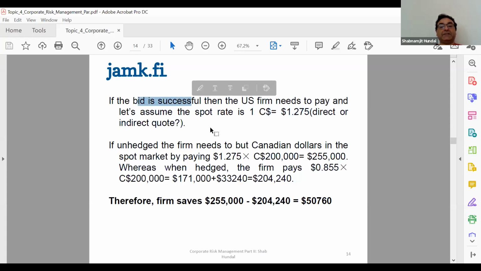The company has two pieces of good news. Number one, it wins the bid. It owns a new company. But at the same time, the American company is able to save almost 51,000 USD by buying the call option.